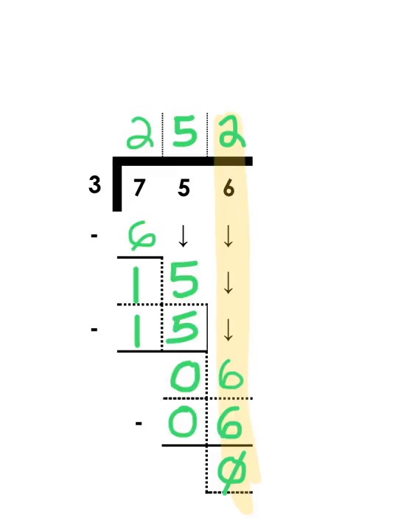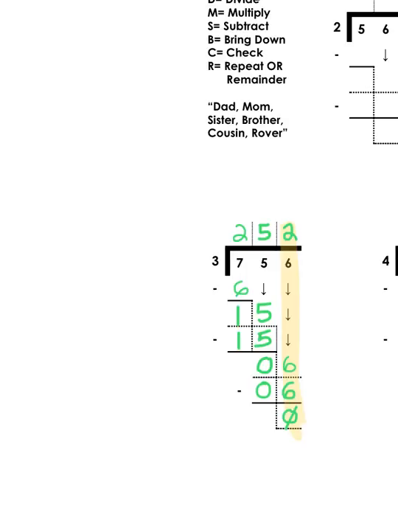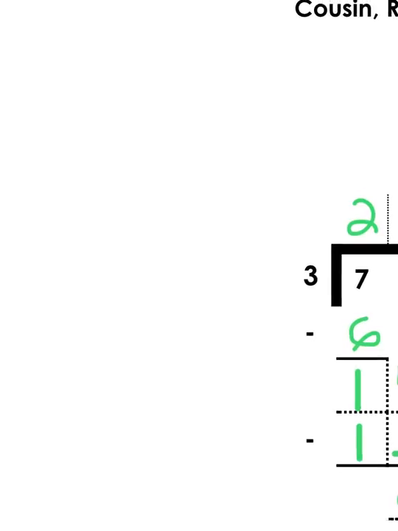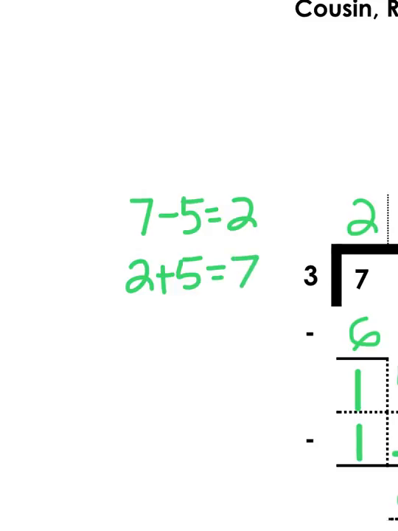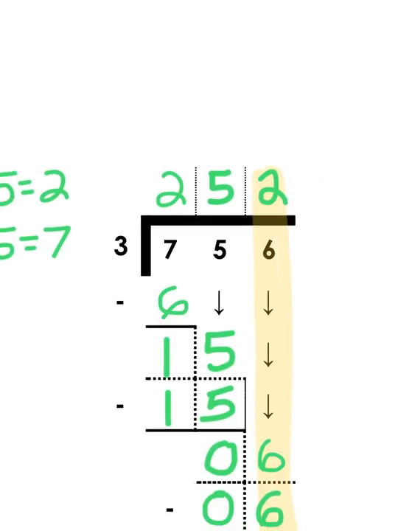Now, if I was ever concerned that my answer to a division problem didn't quite look right, I could always reverse the process. I can check a subtraction problem by finding a related addition problem. So if I was not sure that 7 minus 5 gave me 2, I can just reverse it and add 2 plus 5 to see if I get 7. Same is true for division. If I'm not sure that 252 is my correct answer, I can just multiply 252 by 3 and see if that gives me the answer of 756.